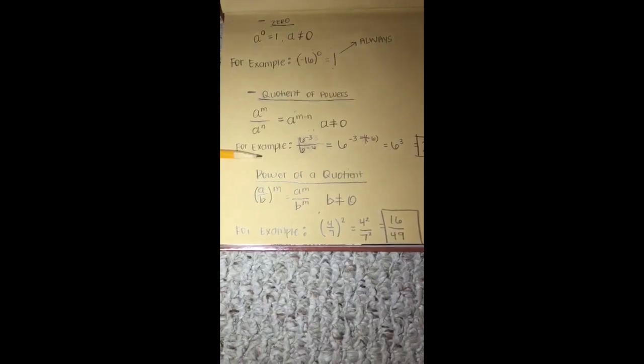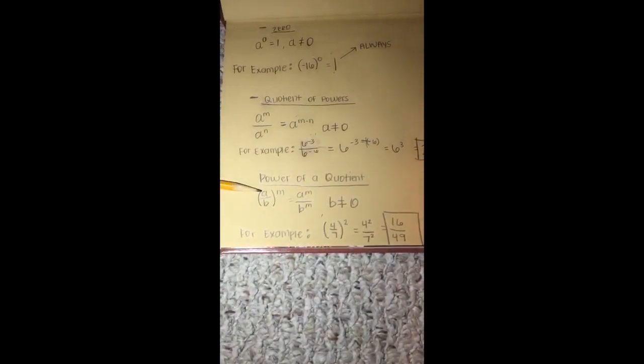And then the last one is power of a quotient, and that is any number over any other number raised to the n power. For these, you're going to distribute this exponent to both your top and bottom, so your numerator and your denominator. So for example, 4 over 7 raised to the second power would be 4 to the second over 7 to the second, and then you simplify and you have 16 over 49.